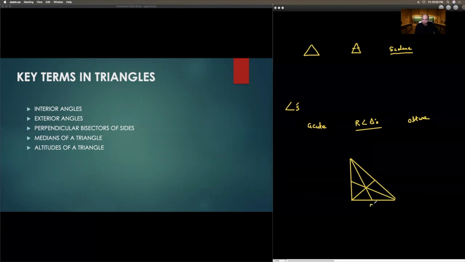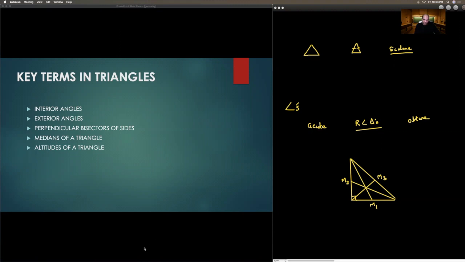This is the median passing through the midpoint of this side. This is the median passing through the midpoint of that side. And this is the median passing through the midpoint of the hypotenuse in a right angle triangle. This is how the three medians will look like. Right?